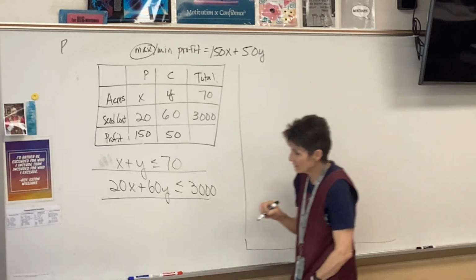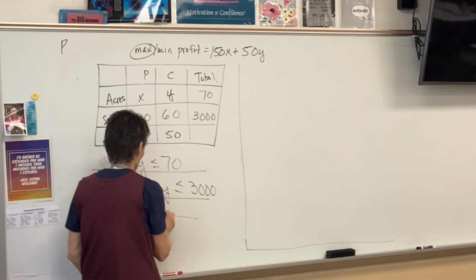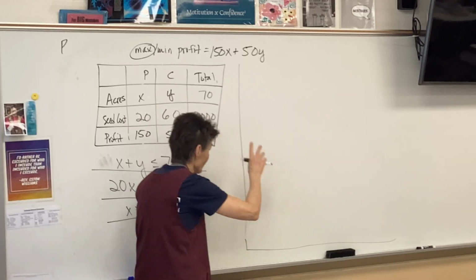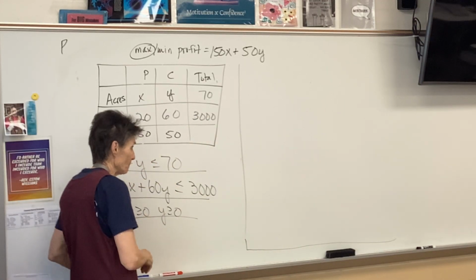We have our implied ones. We can't plant negative acres, so X and Y are both positive. But we built that into our graph already. So you ready to start sketching?